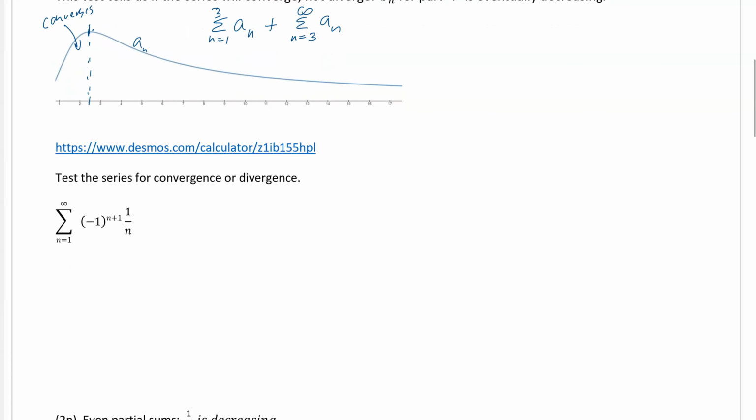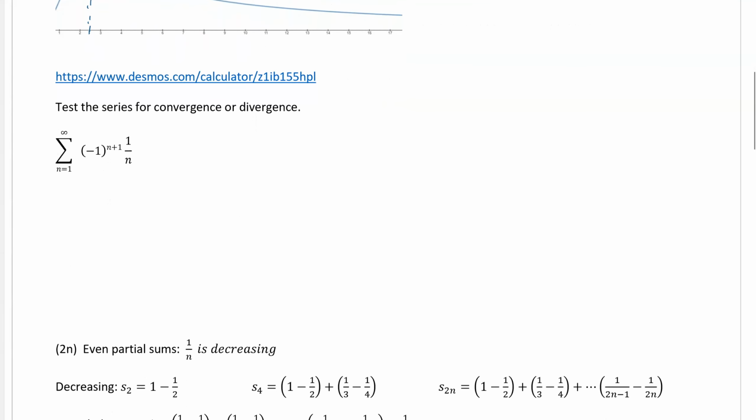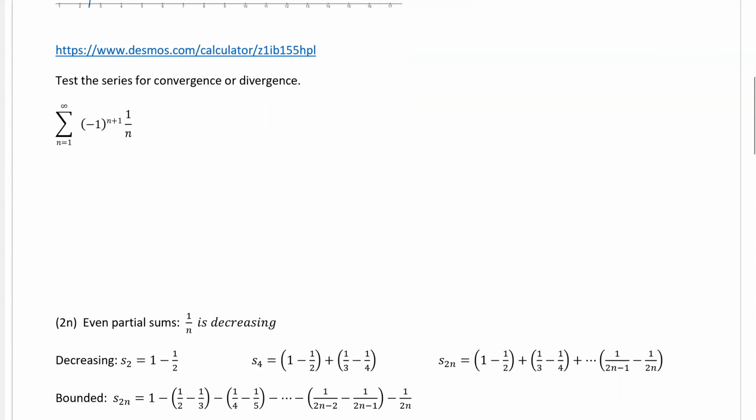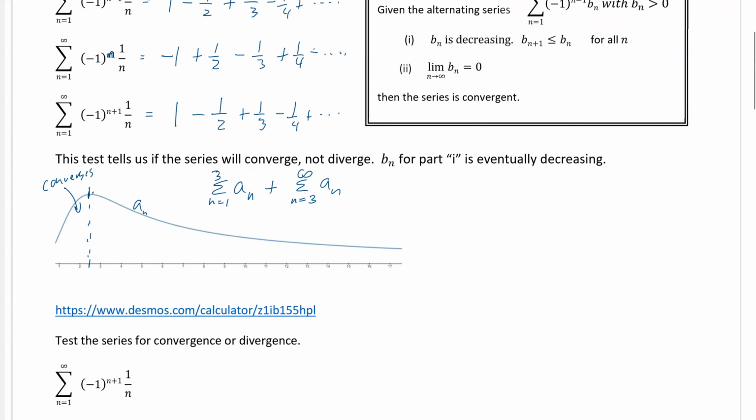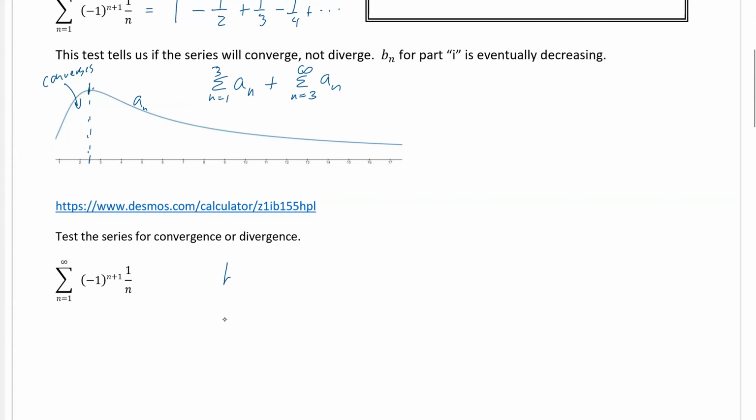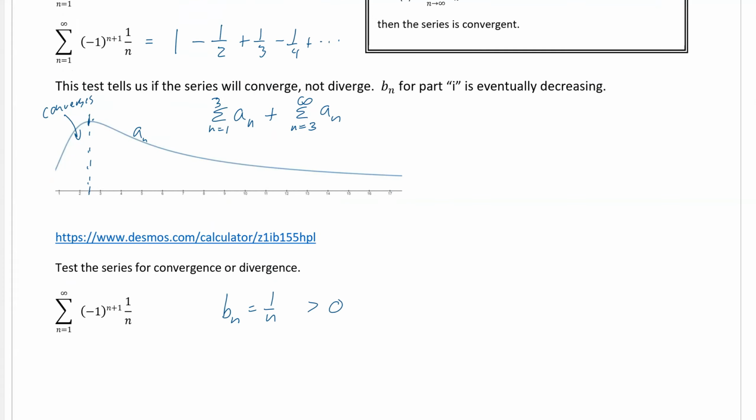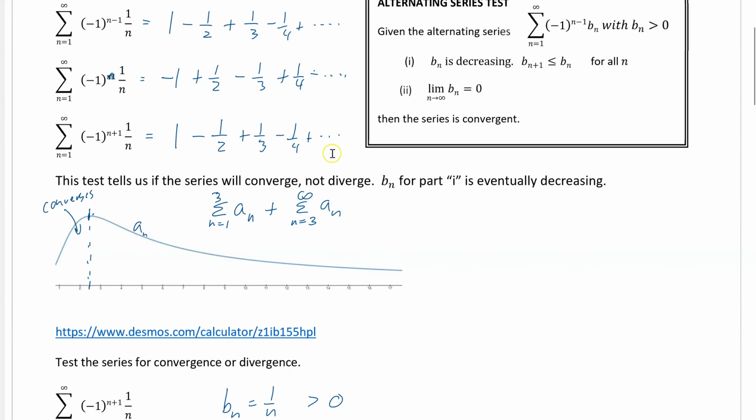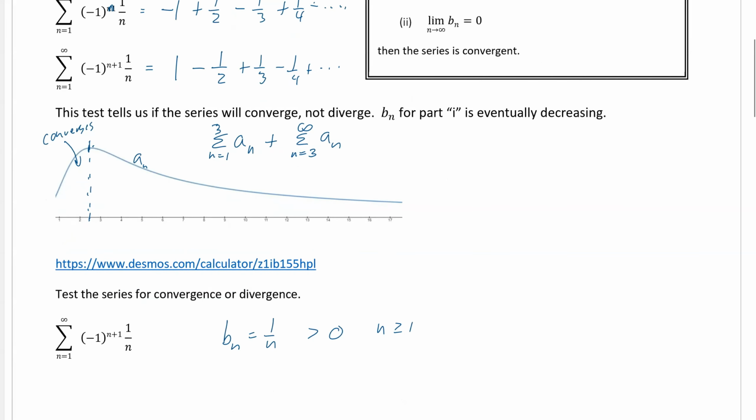Okay. So here is our series that we're going to show converges or diverges. And all it has to do now is meet those conditions. So our b sub n here is 1 over n. And we know that is greater than 0. Right there, it meets that condition because we're plugging in n's that are greater than or equal to 1. So as you plug in those positive numbers, it stays positive.